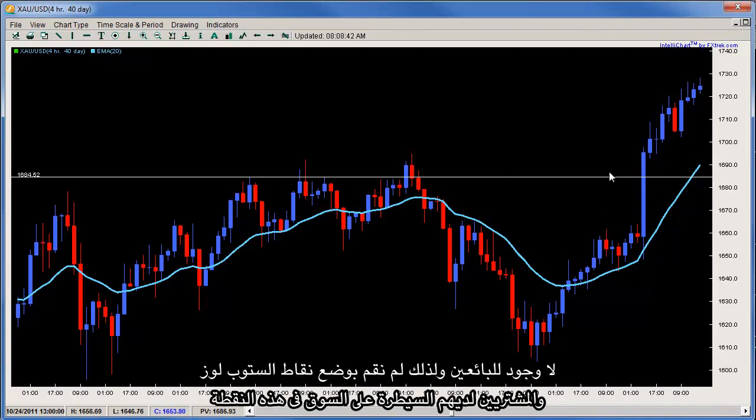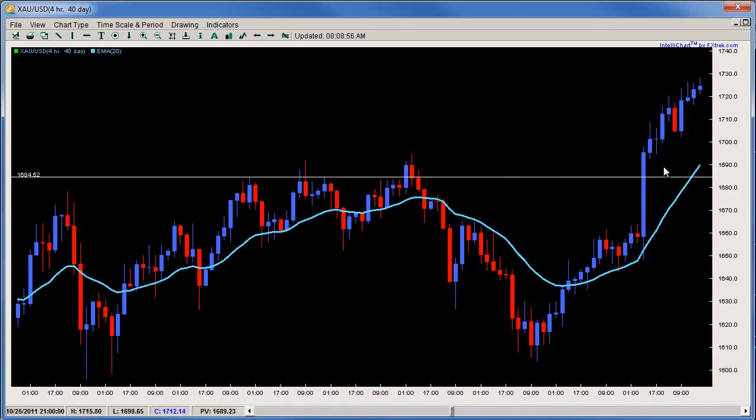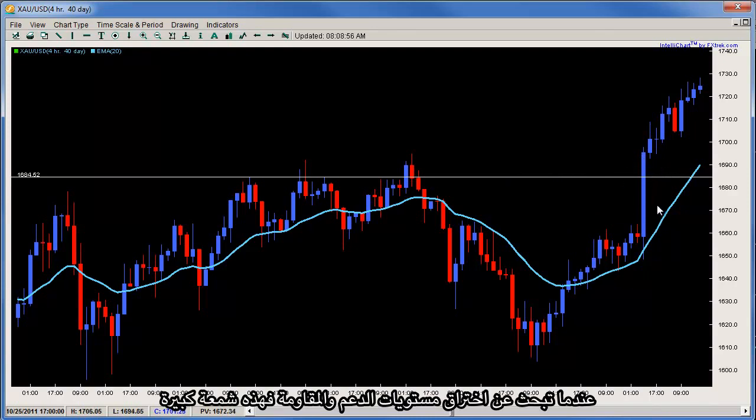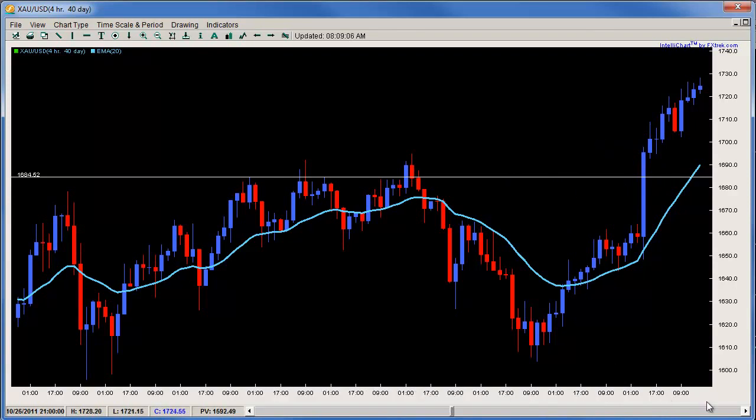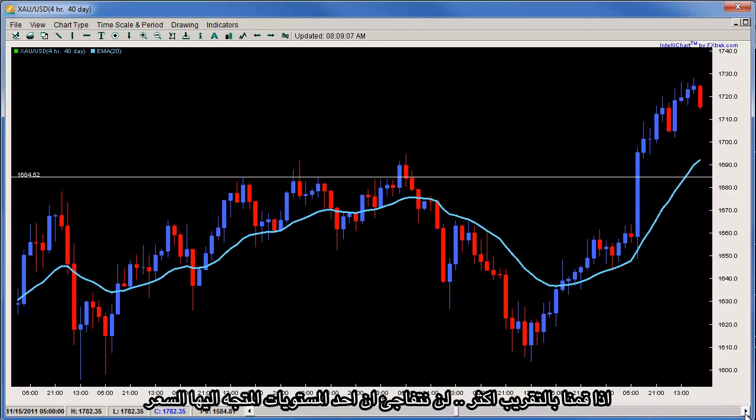Or there were no sellers here, we didn't trip any stops, they're already out of the market, and the buyers just have full control over the market at that point. Either one of those scenarios will create a very large candle when you break out of that key level. So this is another component you want to look for when looking for breakouts of a key resistance level, this very large candle.